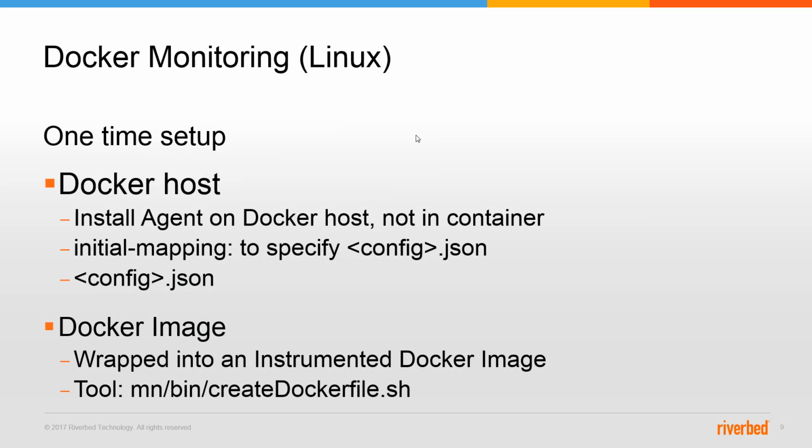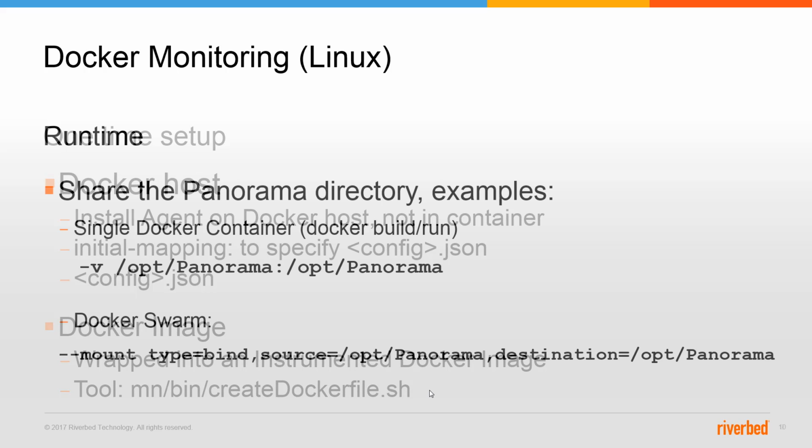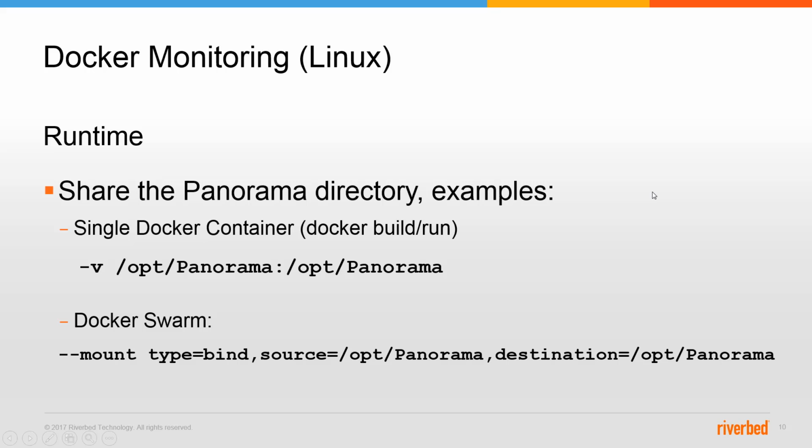The new solution is pretty much a one-time setup. On the Docker host, you install the agent, add initial mapping, make sure you have the right configuration file. On the Docker image side, you take your existing Docker image and wrap it into an instrumented Docker image using this utility, create dockerfile.sh. Then in runtime, we shared the panorama directory. For example, if you have a single Docker container running on a host, just add the -v flag. If you're using Docker Swarm, use the mount flag. Let's see how it's done.